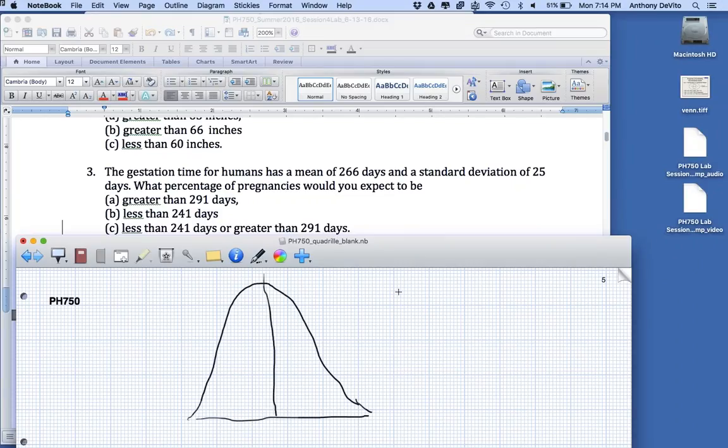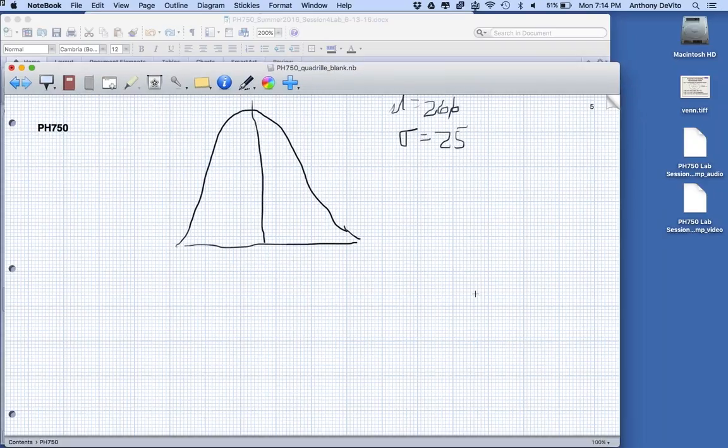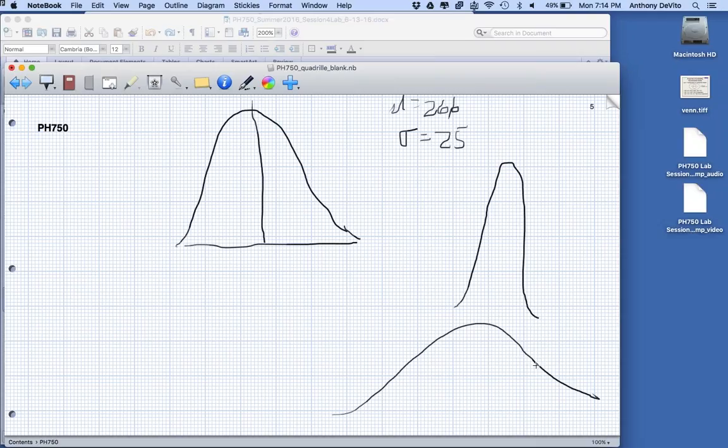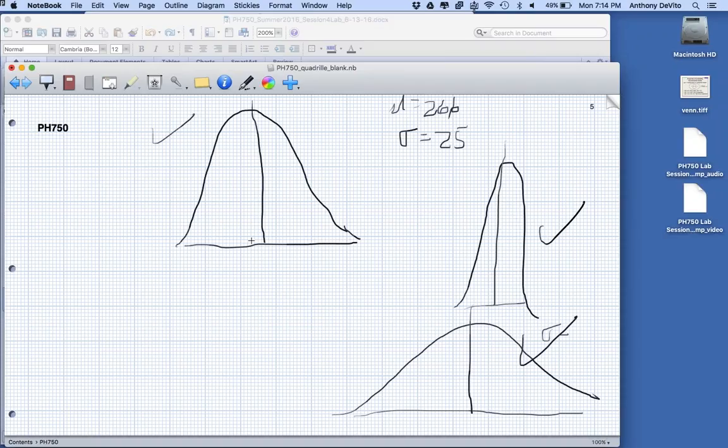Okay, so the mean is 266 days. Standard deviation is 25 days. And keep in mind now, as we do this, if our distribution looks like this, or if our distribution looks like this, it really doesn't matter. Because if it's a normal distribution, it's symmetrical about the mean, and the spread really doesn't matter; the standard deviation makes up for that spread. So these relationships hold true for this distribution, and for this distribution. It's just they have their own individual means and standard deviations.